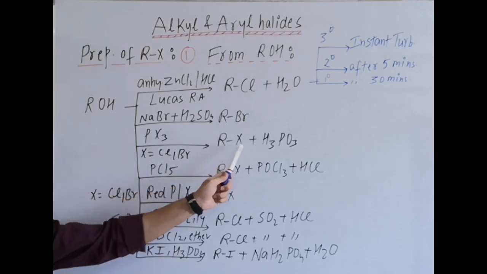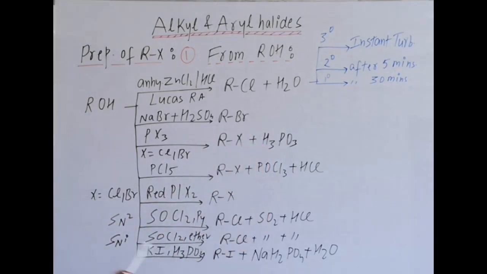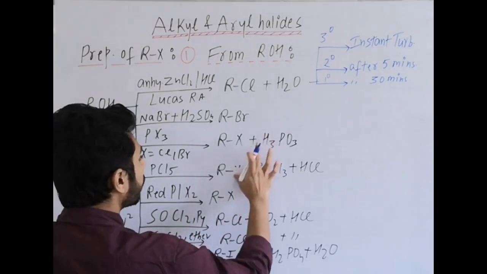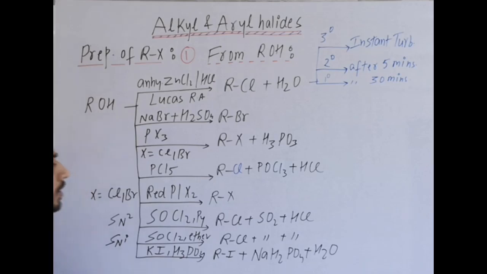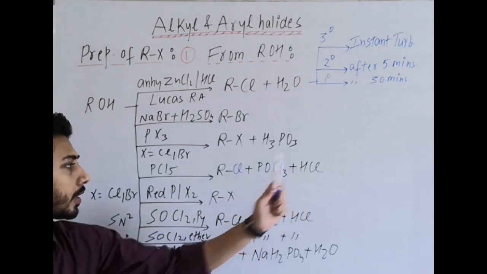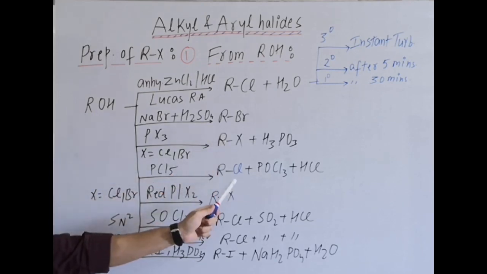It forms RX with H3PO3. Important part is the byproduct here also. Then with PCl5, RCl is formed. We can use PBr5 also, but most commonly we take PCl5; we can take PBr5, but due to steric hindrance, preference is for PCl5, and the byproducts are important, POCl3 plus HCl. Remember their balanced equations also.